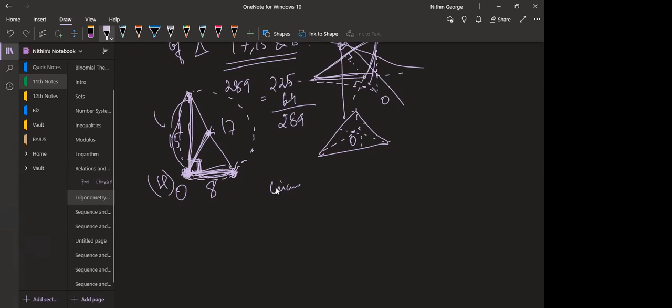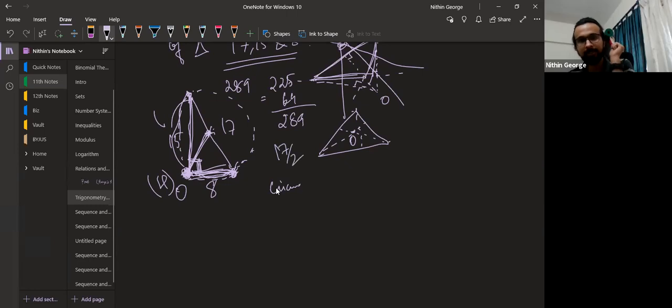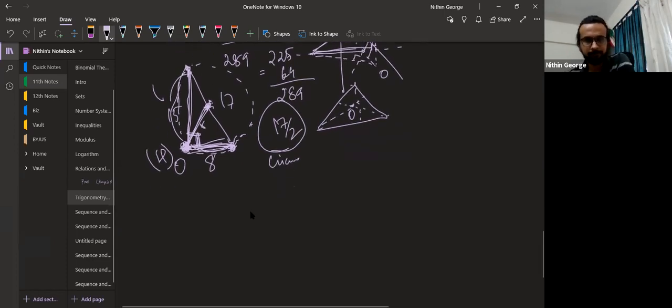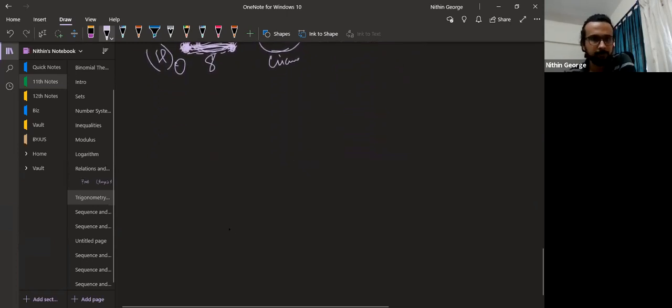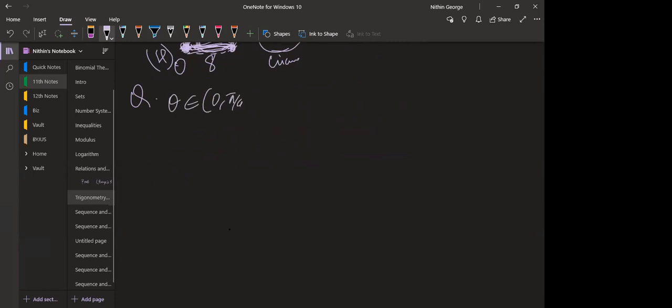17/2, exactly. 17 is the diameter, 17/2 is the radius. This is the distance from the center to the circle actually, and that will be equal to the radius. Radius is 17/2. Anybody has any doubts with this question? No, sir. Okay.